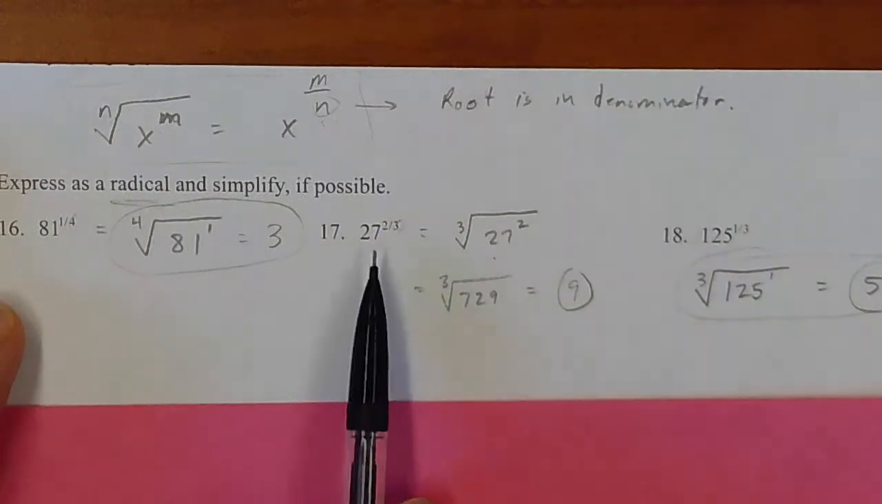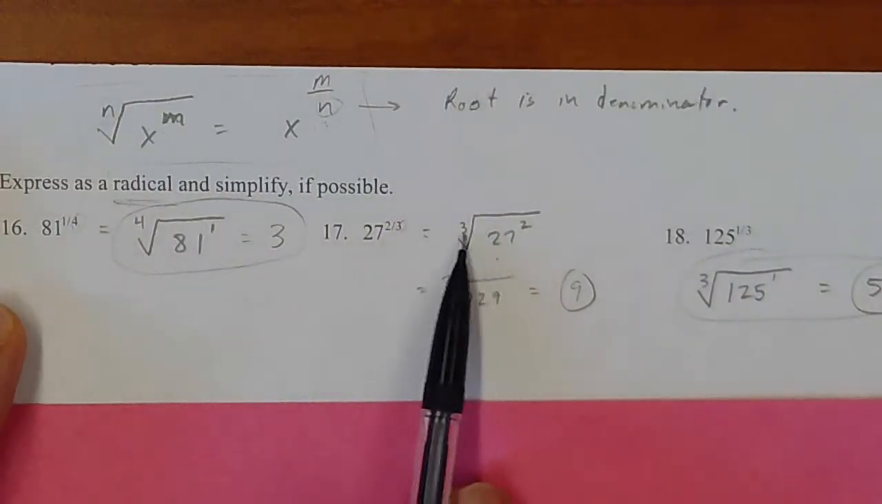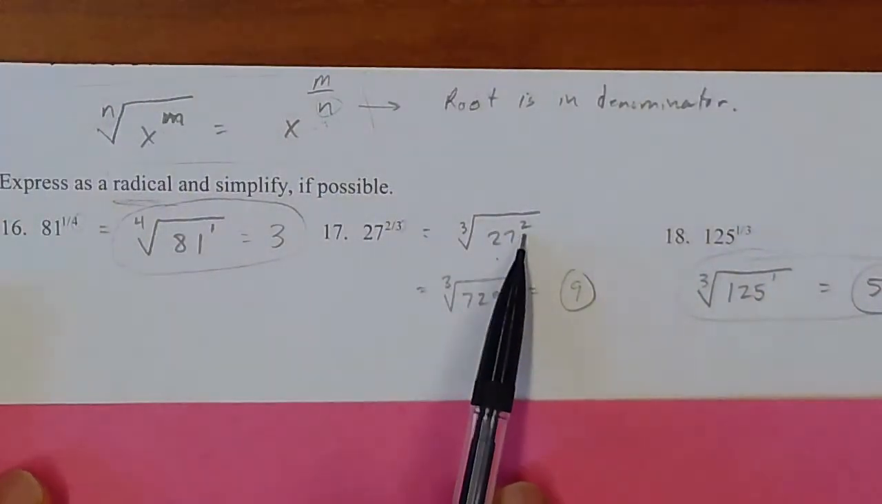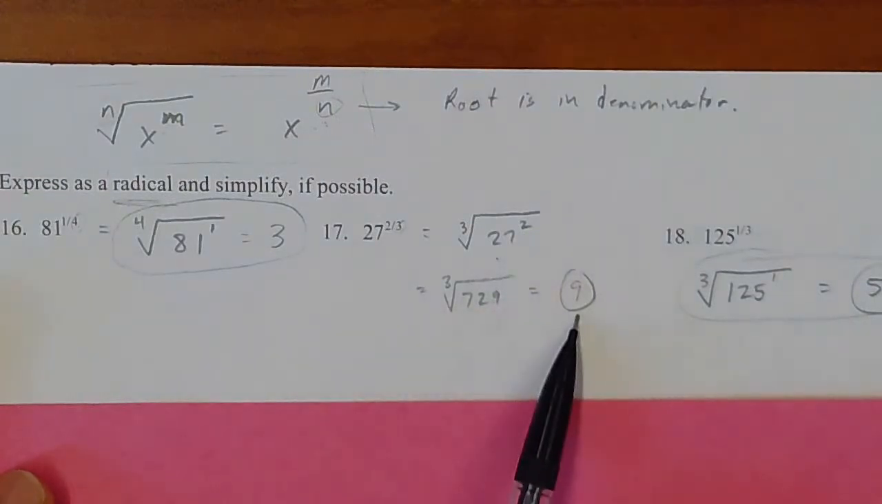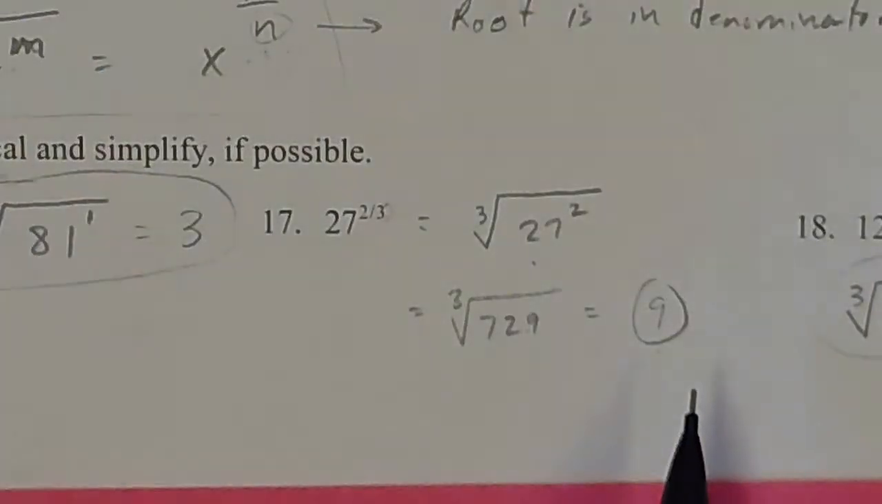Okay, here's your feedback on 17. Convert it. Check to see if the right placement of these numbers. That's key. And then do what you can to simplify it. So we end up with 9 for the final answer.